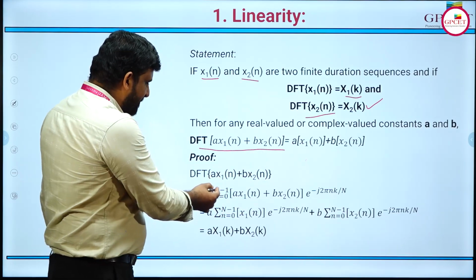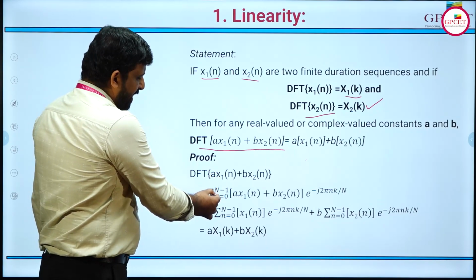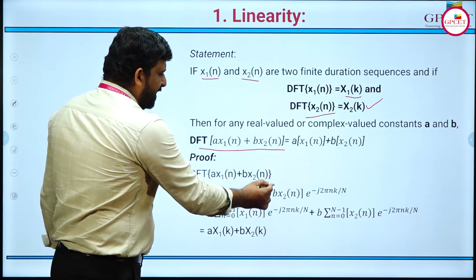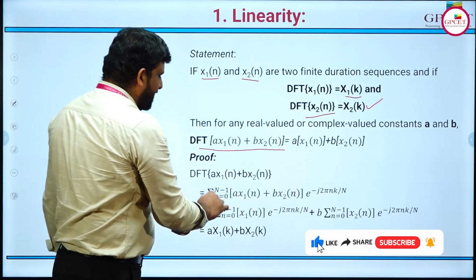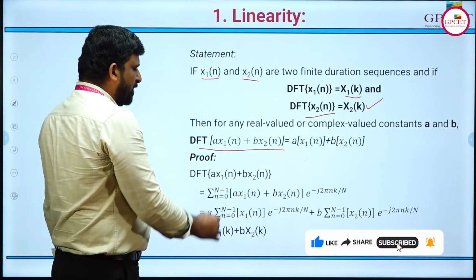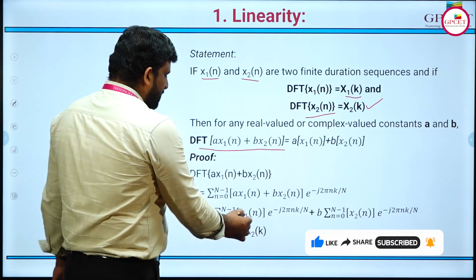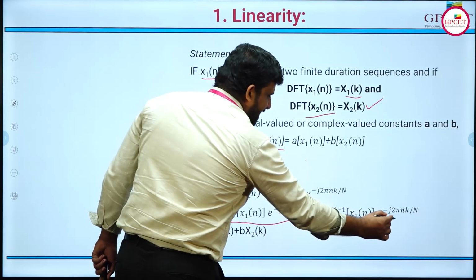So I am writing first, summation n equal to 0 to N minus 1 of [a x1 of n plus b x2 of n] into e power minus j 2 pi n k by N, which is the DFT, discrete Fourier transform equation. So I am separating these summations. This is the first term, that is the X1 of k term, and this is the second term, which is the X2 of k term.